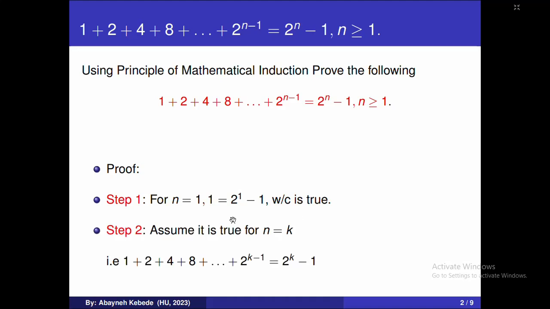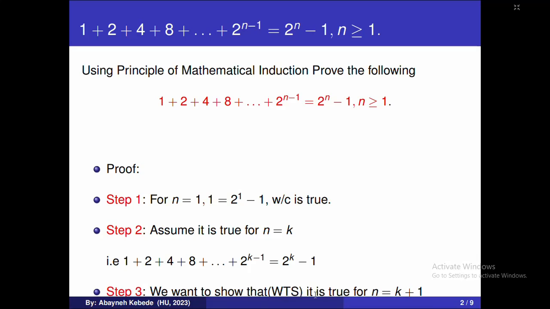Step 2 is the assumption. Assume that it is true for n equals k, which means substitute n by k. That means 1 plus 2 plus 4 plus 8 plus ... plus 2 raised to k minus 1 is equal to 2 raised to k minus 1. The next step is we need to prove that it is true for n equals k plus 1.